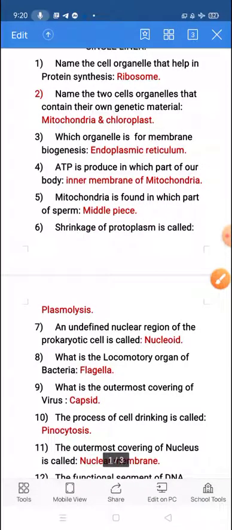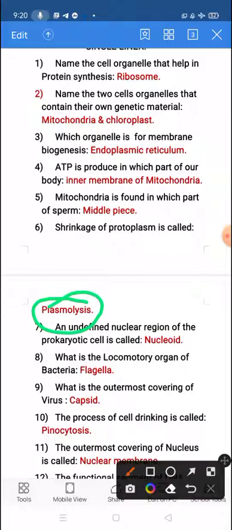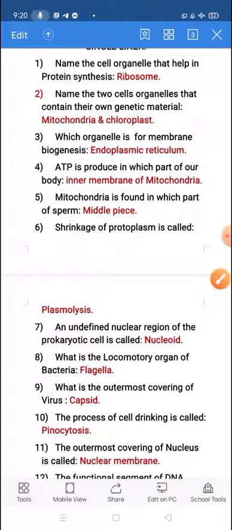Question number 6: Shrinkage of protoplasm is called plasmolysis. When the concentration of the cell is more compared to its outer surrounding, water moves from the cell to outside. As a result, the shape and size of the cell decrease. That is plasmolysis. It is caused by a hypertonic solution. Important question.